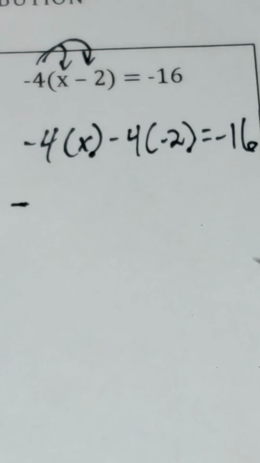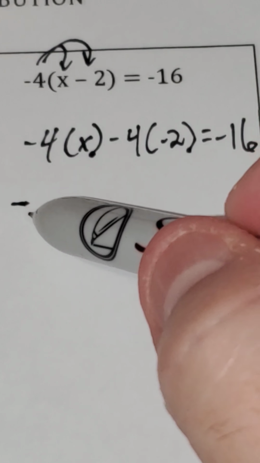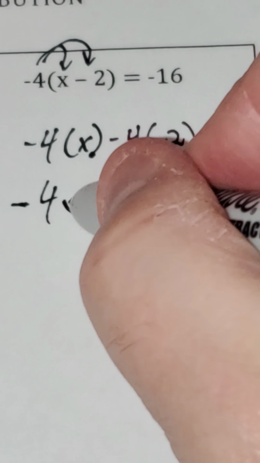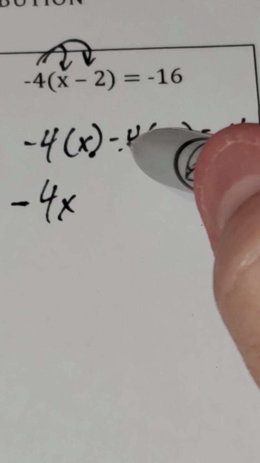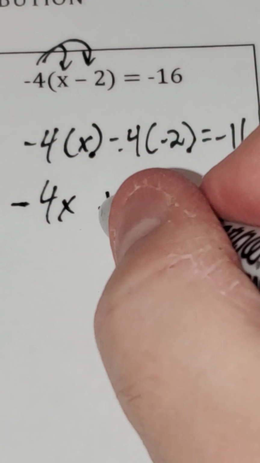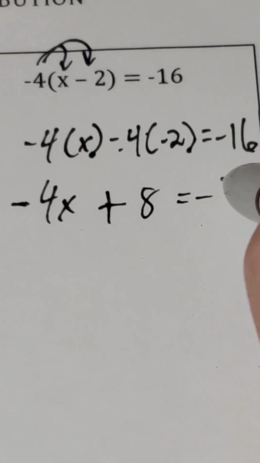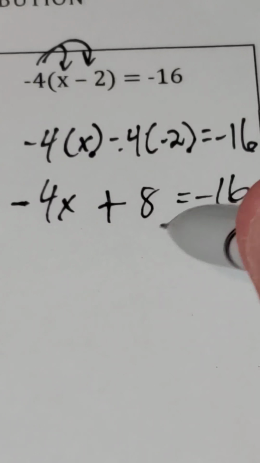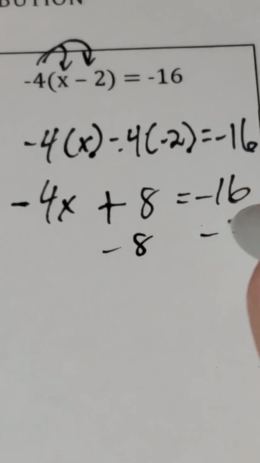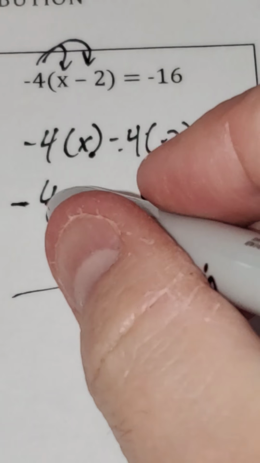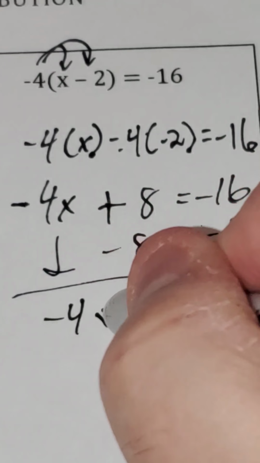Negative times a positive is a negative. 4 times x is 4x. A negative times a negative creates a positive. 4 times 2 is 8. Bring down the equals and negative 16. Subtract the 8 from both sides. Bring down the negative 4x.